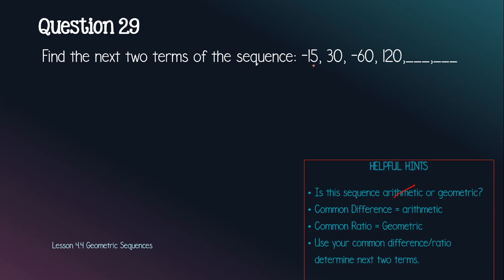So if we look here, to get from negative 15 to 30, and then 30 to negative 60, negative 60 to 120. Some of you might recognize a pattern right away, but we can do an official test here since I'm thinking it's geometric. My common ratio, we take our second term and we divide it by our first term. So my second term in this case is 30 and my first term is negative 15. Remember, this is a sub 1, a sub 2, a sub 3, a sub 4, and so on. So 30 divided by negative 15 is negative 2.